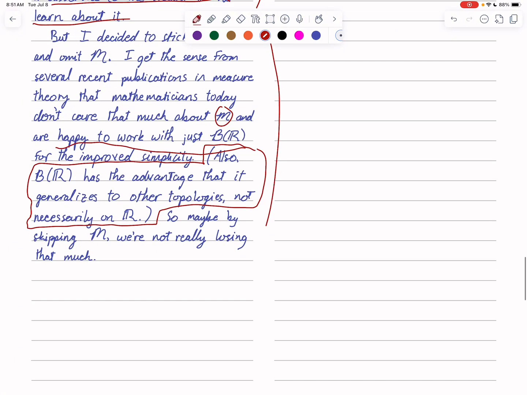So anyway, that convinced me that by skipping the Lebesgue measurable sets, we're perhaps not losing that much, right? And not even in the sense of skipping over things that the field of measure theory thinks is important. We're not even missing something that mathematicians think is important, so maybe it's fine to just skip it. So that's why I'm continuing on, and we're not really going to talk about Lebesgue measurable sets.